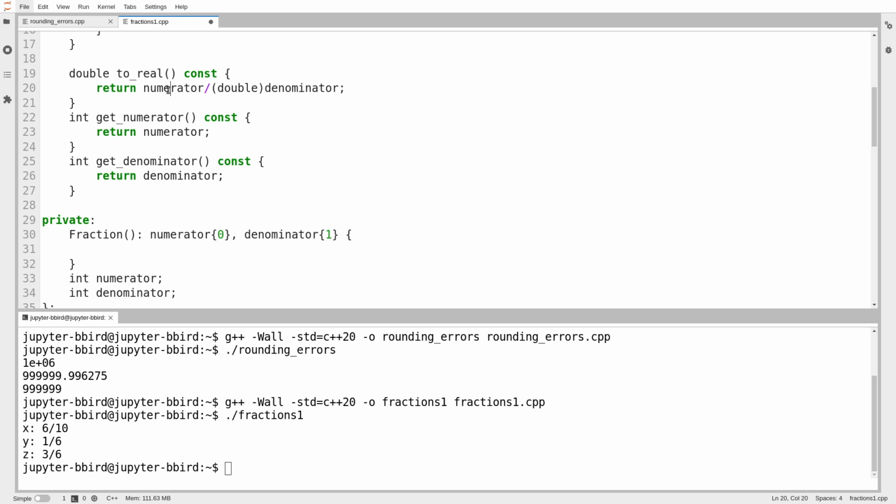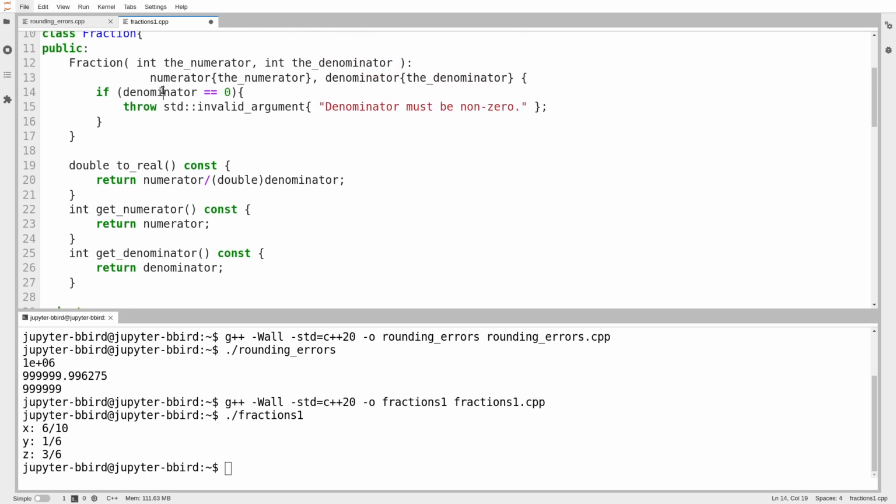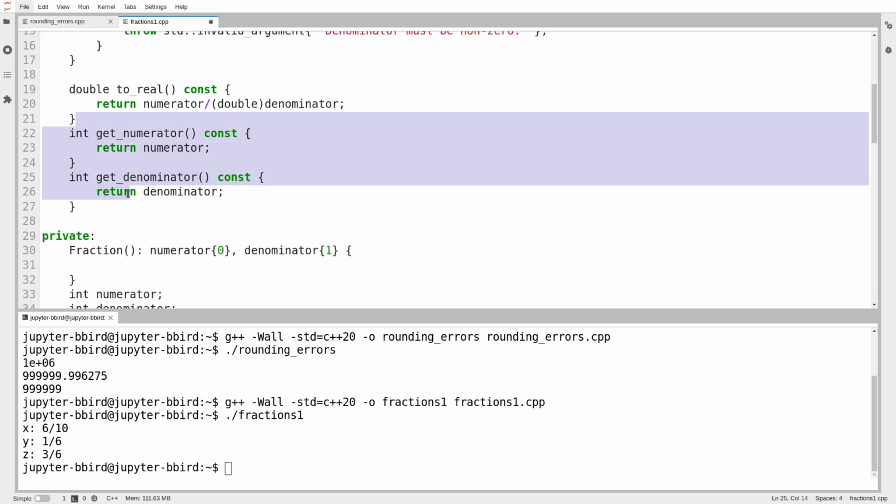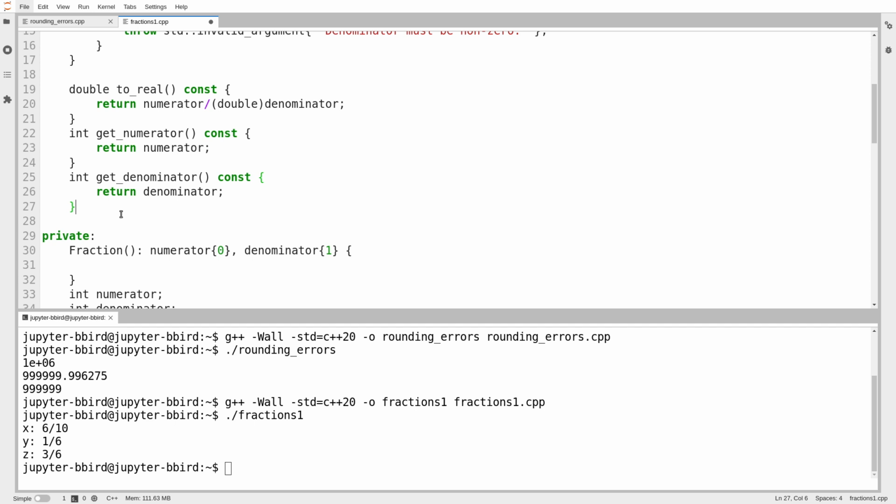Just a simple way of storing this pair of a numerator and denominator and verifying that the denominator is non-zero, and also imposing some access control. So once the fraction is created, its values are permanent. So you can't modify them. You could make a new fraction if you wanted, but you can't modify the values inside an existing fraction. And we're going to come back to fractions a few times over the course of the week.